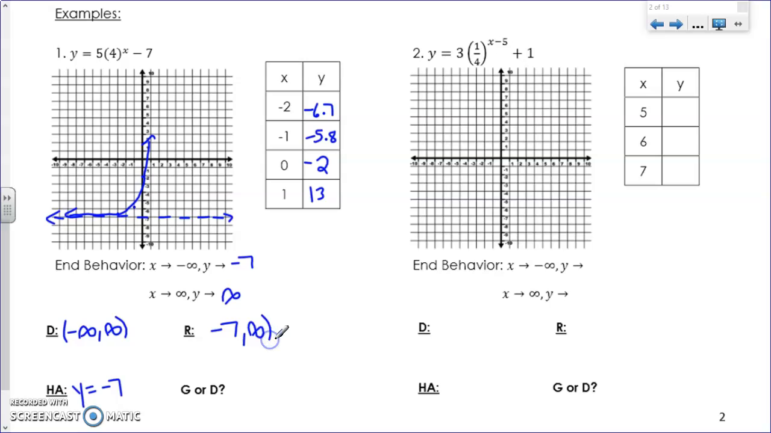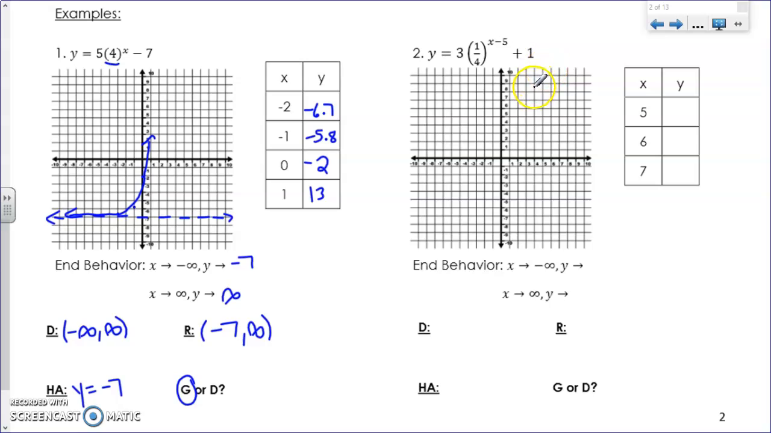Now we know infinity always has a parenthesis. Now this one, the negative 7 actually will not be part of the graph. It does not ever touch that, so it's going to be a parenthesis and not a bracket. Okay, growth or decay. If we look at our B, it is a growth. Okay, so that just helps us check our graph off.